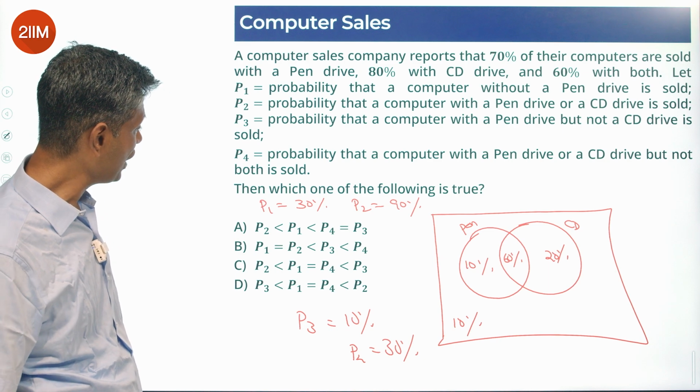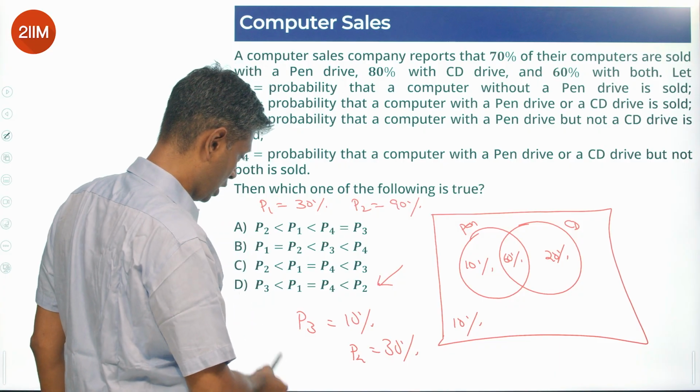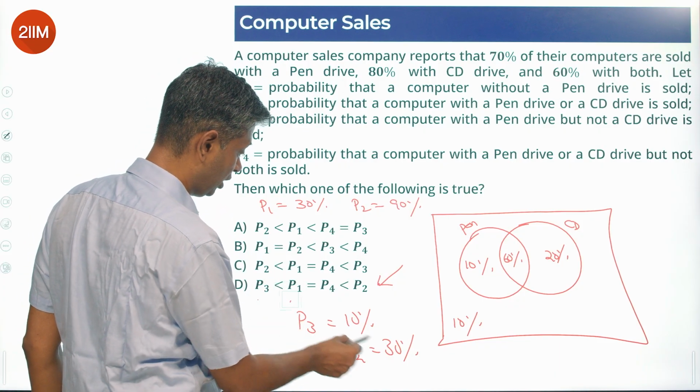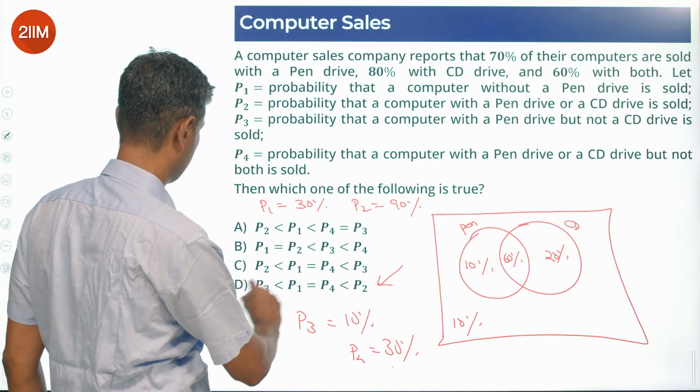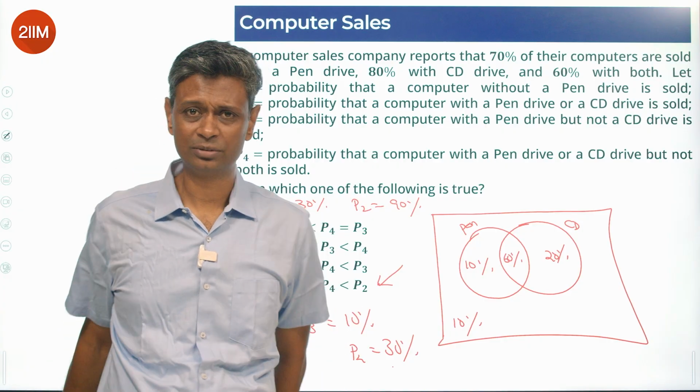Write this, the highest should be P2. This is the only choice like that. Let's just check this. P3 is 10%, is less than 30, equal to 30, less than 90. Yeah, please mark our answer. And a nice regular question with set theory and Venn diagram. Nothing more than that.